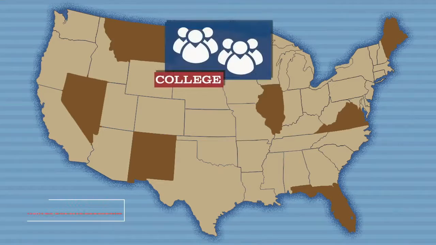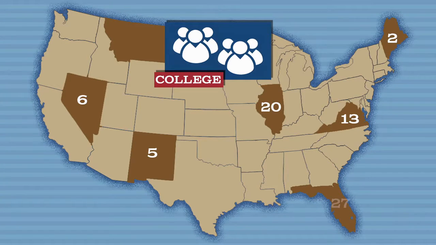Each state gets a certain number of electors. The electors vote for president and vice president. The number of electors is equal to the number of representatives in Congress.